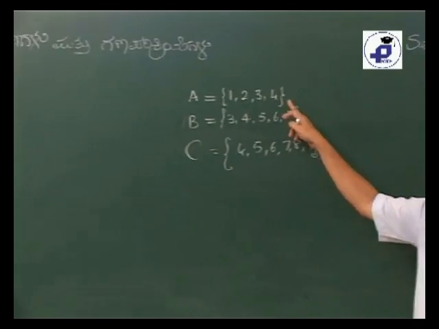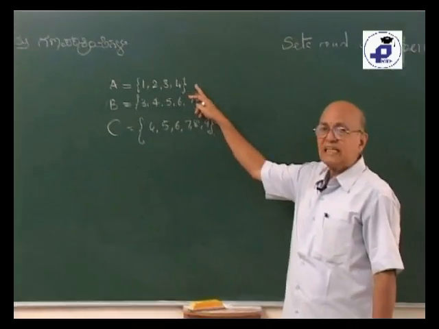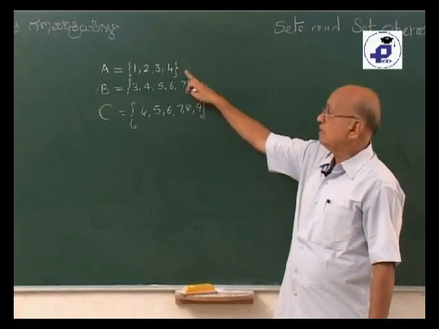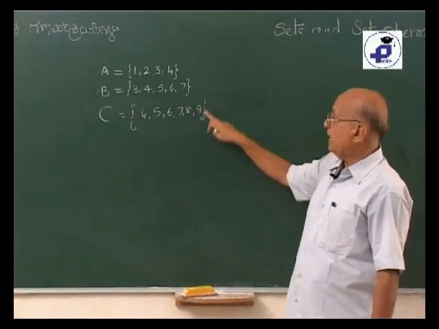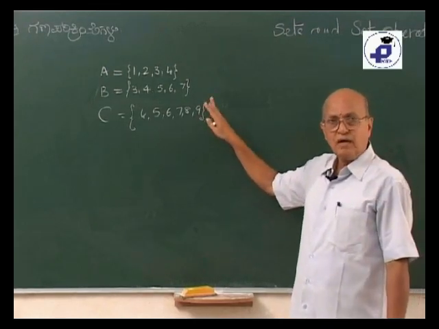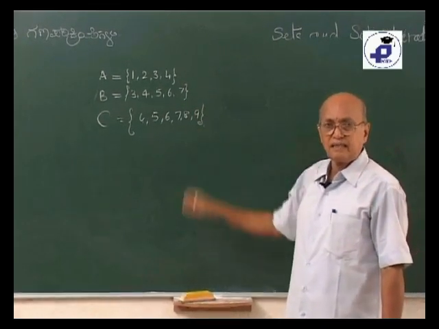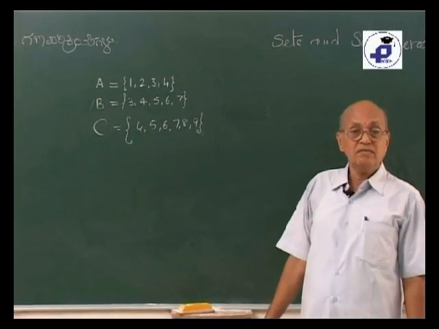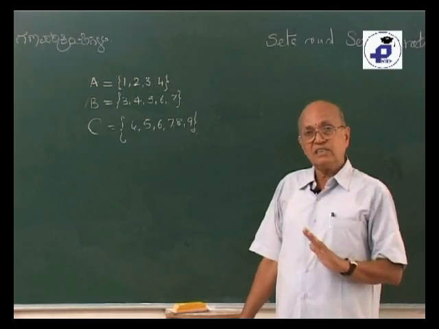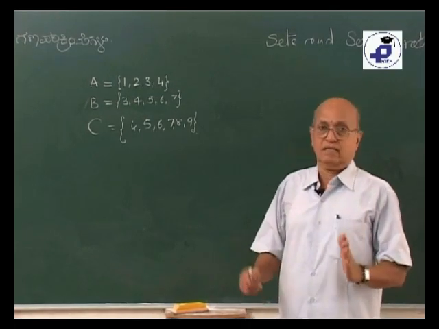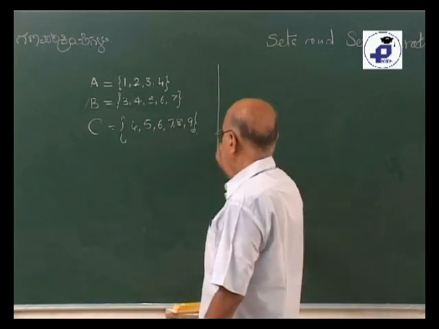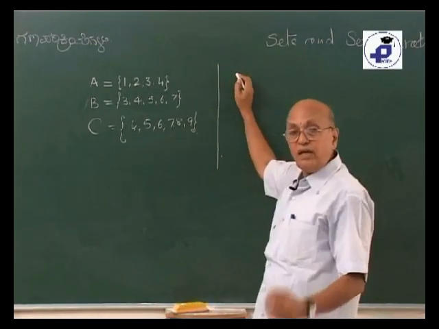{4, 5, 6, 7, 8, 9}. This is not of much importance as far as the size of the set is concerned. This contains 4 elements, this contains 5 elements, and this contains 6 elements. It is immaterial what is the number of elements in a set, but we will now study the union and intersection when three sets are taken. Let us study that. It is very simple. Now observe, okay?